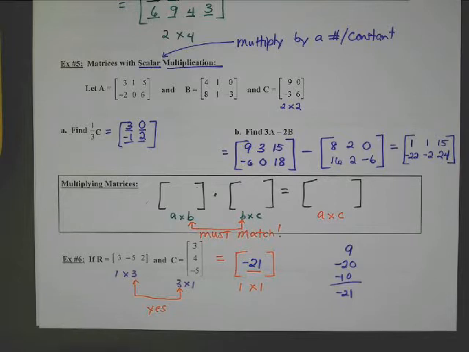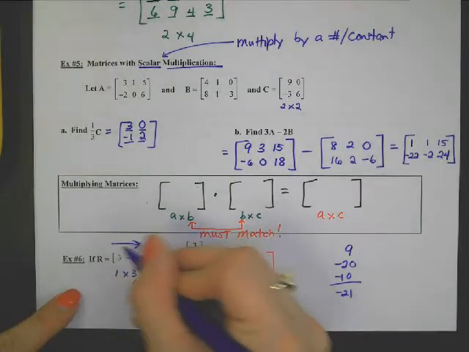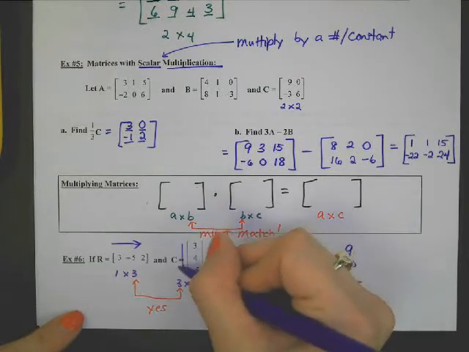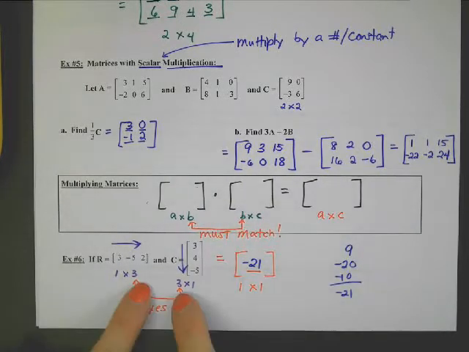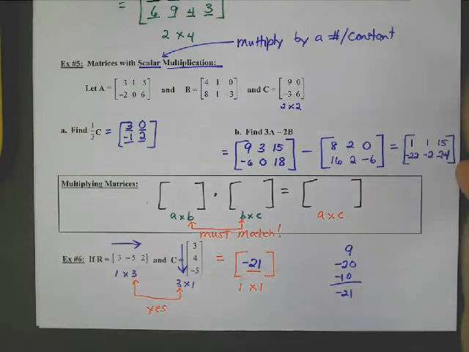Okay, so to do matrix multiplication, you go over this way, and down that way. And they should match up if your inner numbers there are matching. Okay, let's try another one.